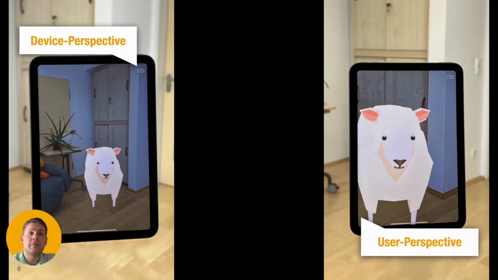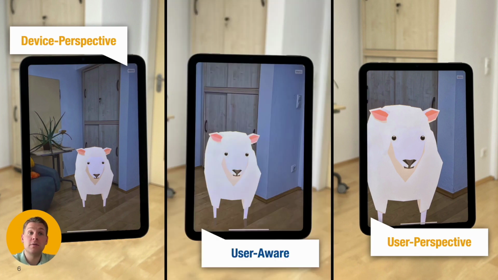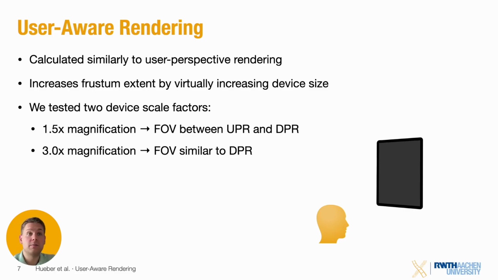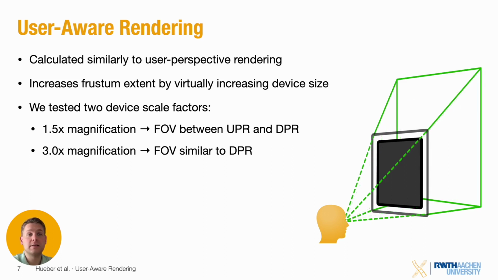As device and user perspective rendering offer distinct AR experiences, we wondered whether we can combine the strengths of both with a new rendering technique, which we call user-aware rendering. As you might know, the frustum, which defines what we see on screen, has the shape of a cutoff pyramid. User perspective rendering calculates an asymmetric frustum that originates in the user's head and intersects all four screen edges. For our user-aware rendering, we wanted to combine this adaptiveness with a larger field of view, so we virtually extend the device size for this calculation, and thus also the frustum extends.